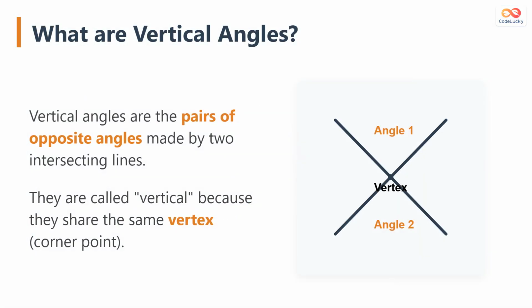First, let us define them. Vertical angles are the pairs of opposite angles formed when two lines intersect. Despite the name vertical, it does not mean they have to be up and down. They are called vertical because they share the same vertex or corner point right in the middle where the lines cross.